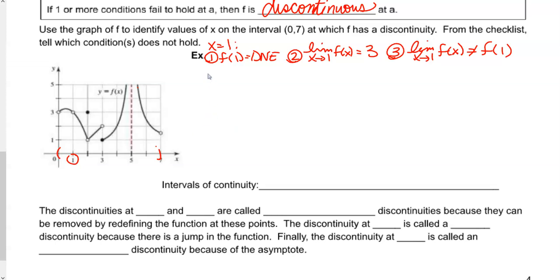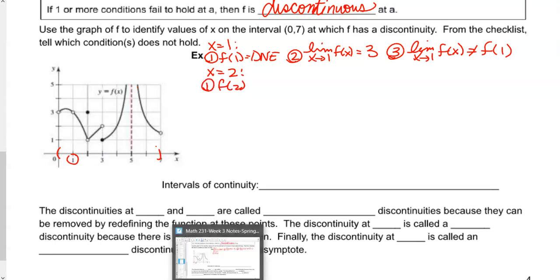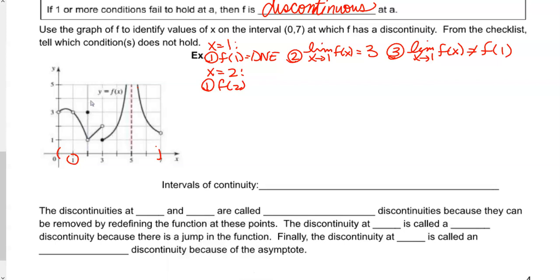All right, let's look when x equals, what's the next one? Here's 2. Looks like I have a break there. What happens when x equals 2? Well, let's look at f of 2. Where is the dot? Where does it cross through? And I look at x equaling 2. Right there is a dot. So right here, f of 2 is equal to 3.